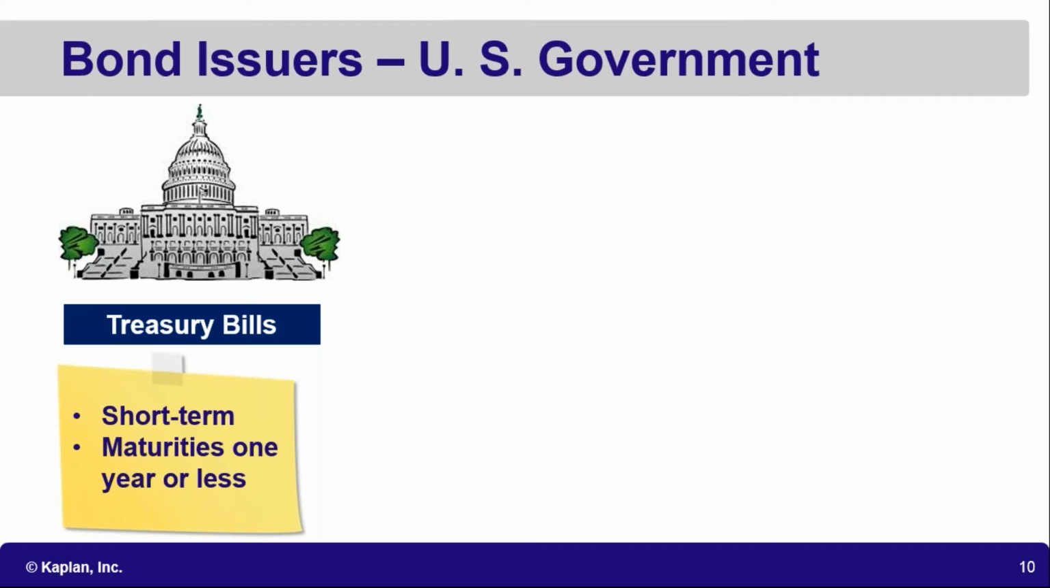Now, these are 1 year or less maturities. They sell them in weeks. You have a 4-week T-bill you can purchase. There's a 13-week T-bill, a 26-week, and there's also a 52-week. So they're 1 year or less, very short maturities.